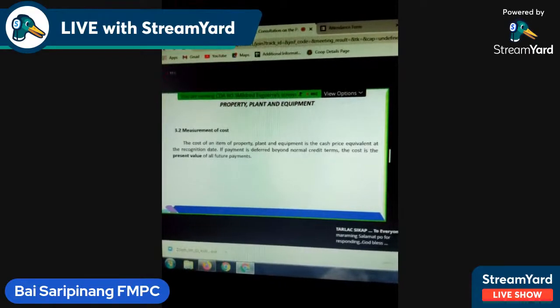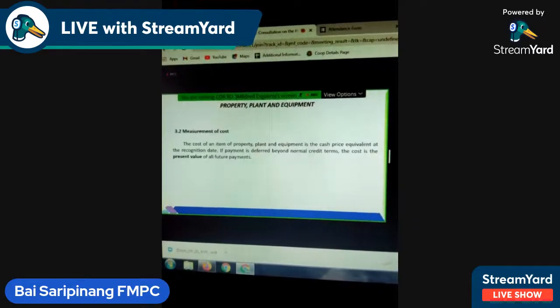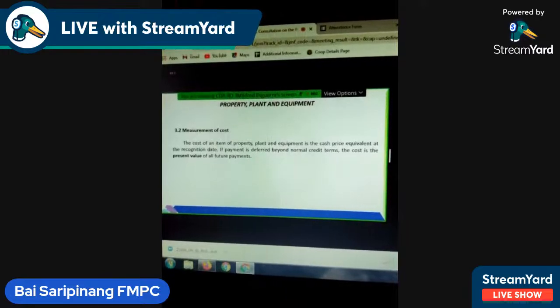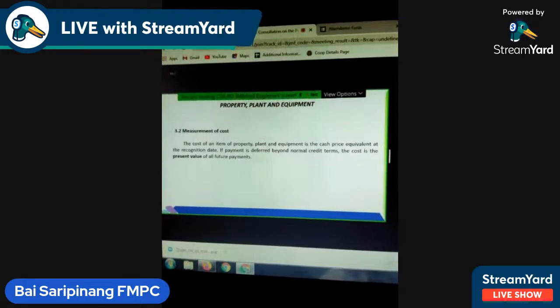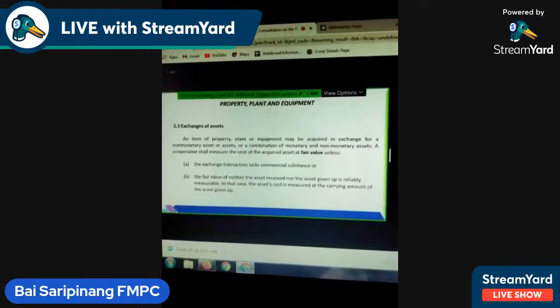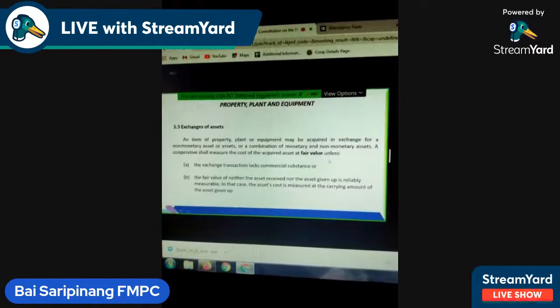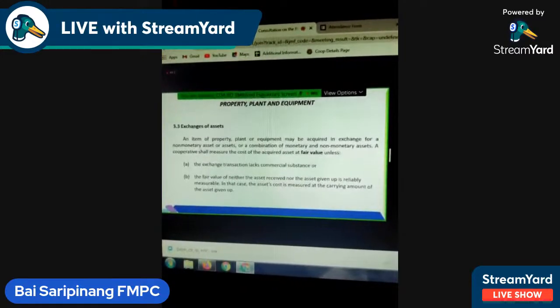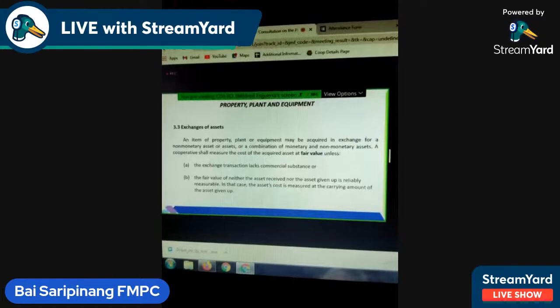Pareho lang po. The measurement, of course, the cost of an item of property, plant, and equipment is the cash price equivalent at the recognition date. Now, if payment is deferred beyond normal credit terms, the cost is the present value of all future payments. So, yan po ang measurement ng cost ng mga PPE. Regarding the exchange of assets, an item of property, plant, and equipment may be exchanged for a non-monetary asset or assets or a combination of monetary and non-monetary assets. So, allowed naman po ang mga transactions.